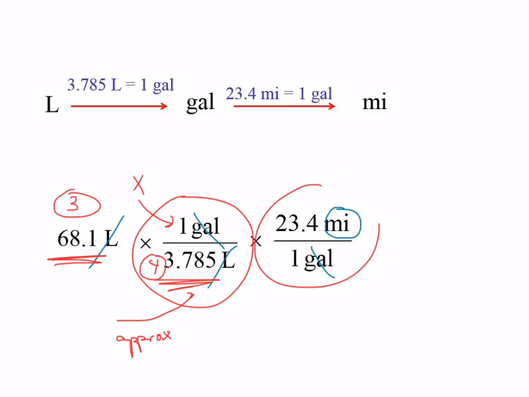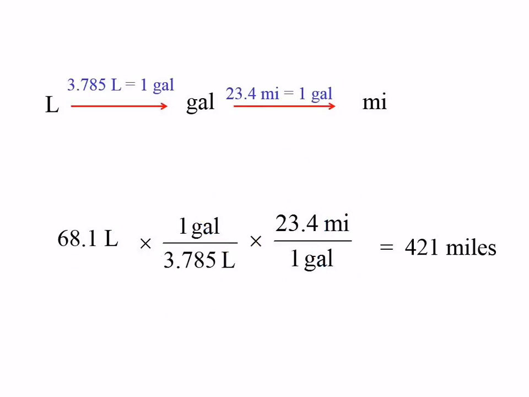What about this? Do you think that my 23.4 miles per gallon is exact by definition, or is there uncertainty in that? There's uncertainty. It's like a rounded sort of thing, depending upon your measuring equipment. So, yep, there's 3 sig figs there. So I need to round to 3 sig figs. That's my point. So hopefully you got 421.